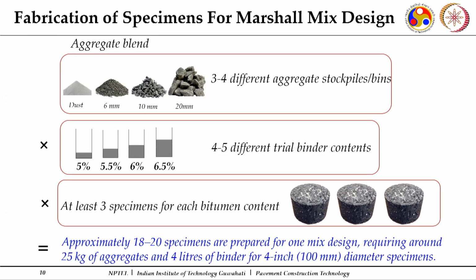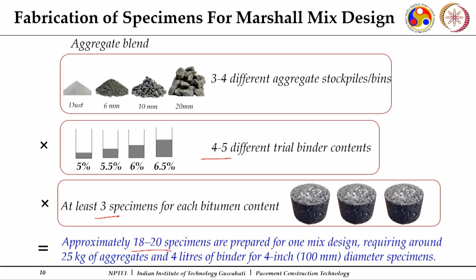So, if a mix design is to be attempted where 3-4 different aggregate stockpiles are there, you normally work out 4 to 5 trial binder contents, and each at least 3 specimens at each binder content. Then 3 to 4 specimens may be required for your loose mix, especially the maximum specific gravity determination. It can be done at all binder contents also, or it can be done at a binder content which is closer to your optimum binder content. So, then 3 to 4 specimens may be required there.